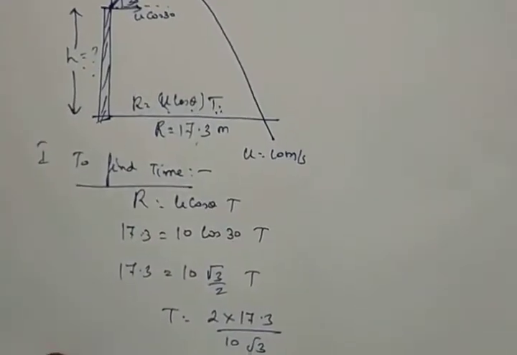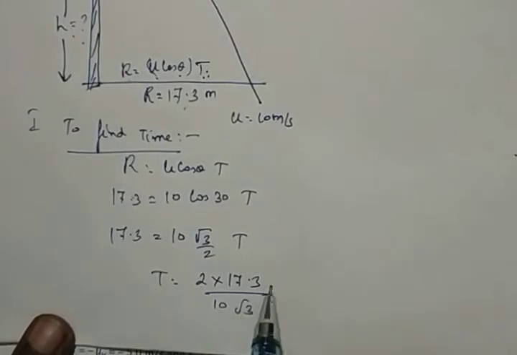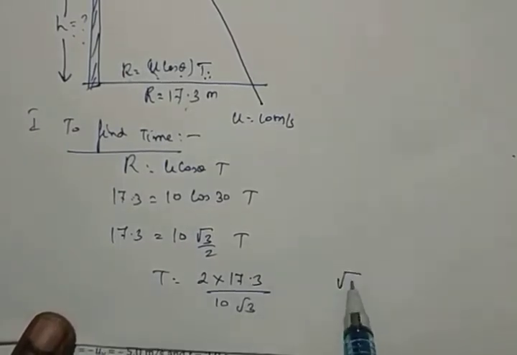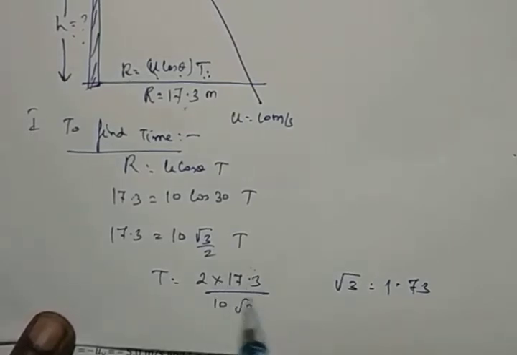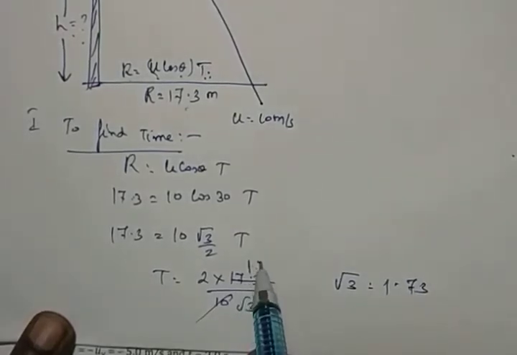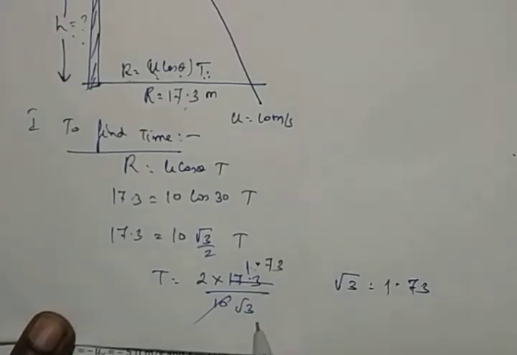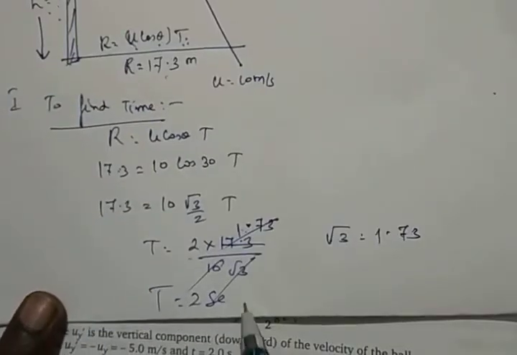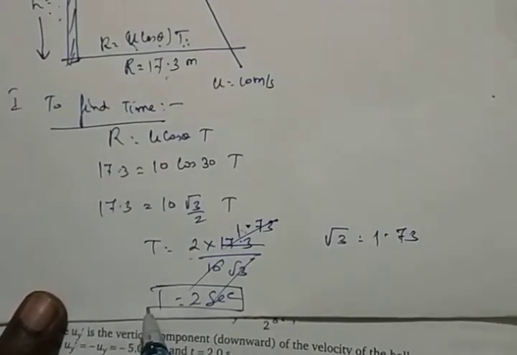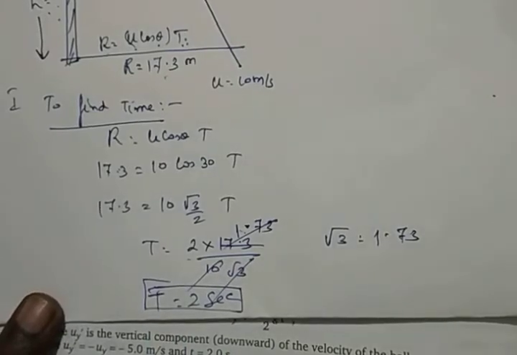Now how did I calculate 2 seconds? Look at this one. Root 3 always has a value of 1.73. Here also 17.3 is there. So you can cut this down. So 1.73 and 1.73 will get cancelled out. So finally you get t is equal to 2 seconds, will be the answer. That is t.